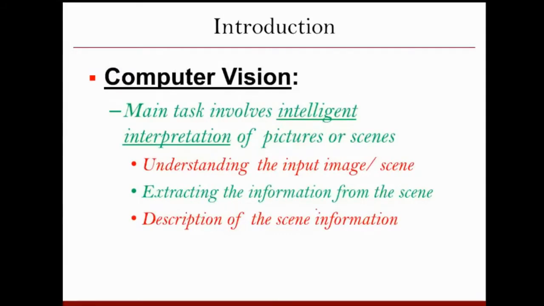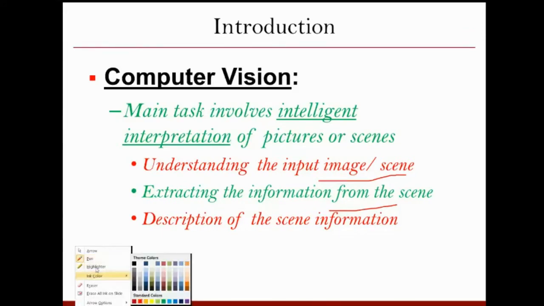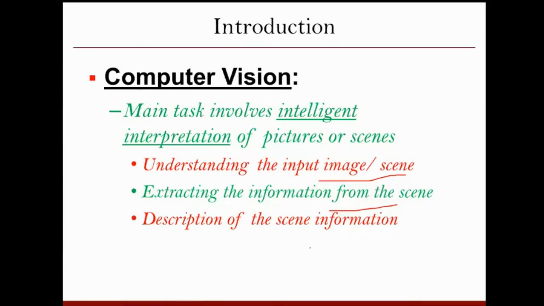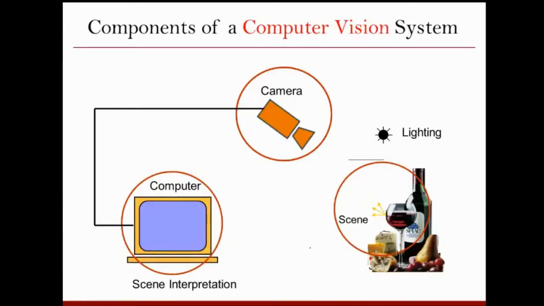Maybe we cannot do all those things using computer vision, but we are trying to imitate human vision with the help of computers. So in computer vision also, our objectives are the same: understanding the input images, the scene around us, extracting information from the scene, and then describing the scene or taking any action from the information we have extracted. All these things we do through human vision, and we want to do the same with computer vision. So what are the components of machine vision?